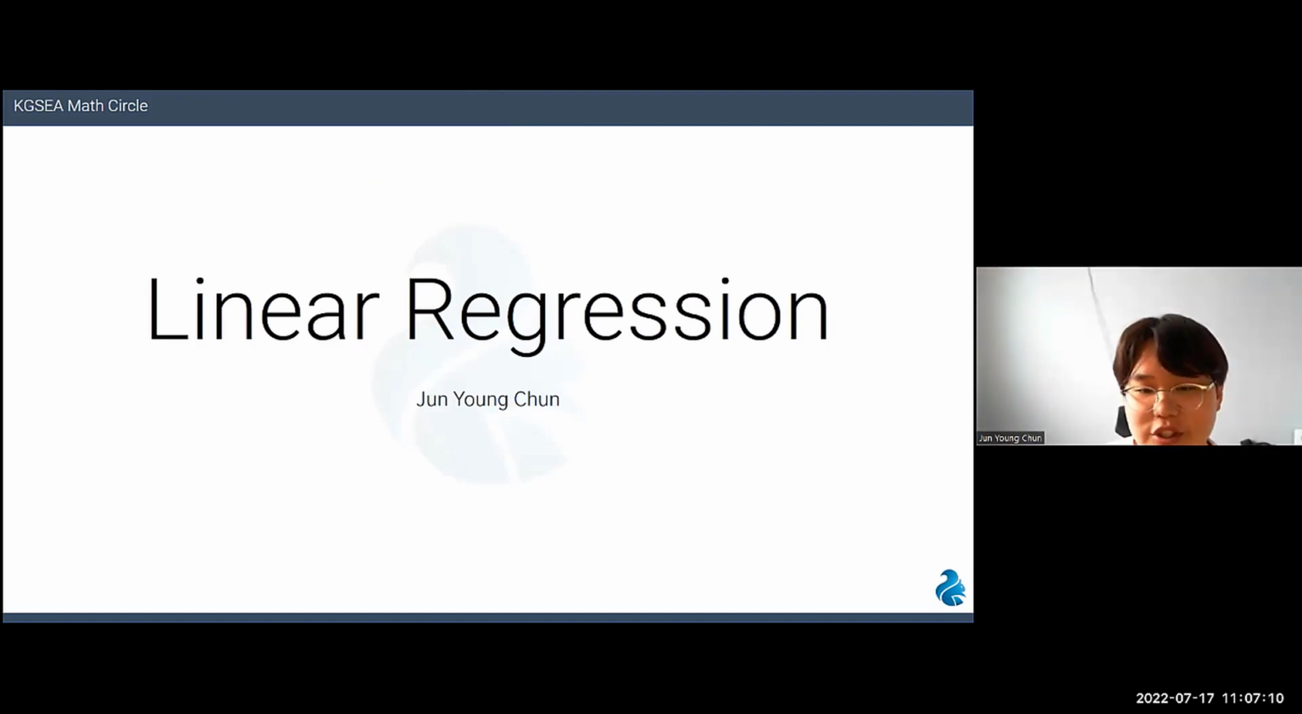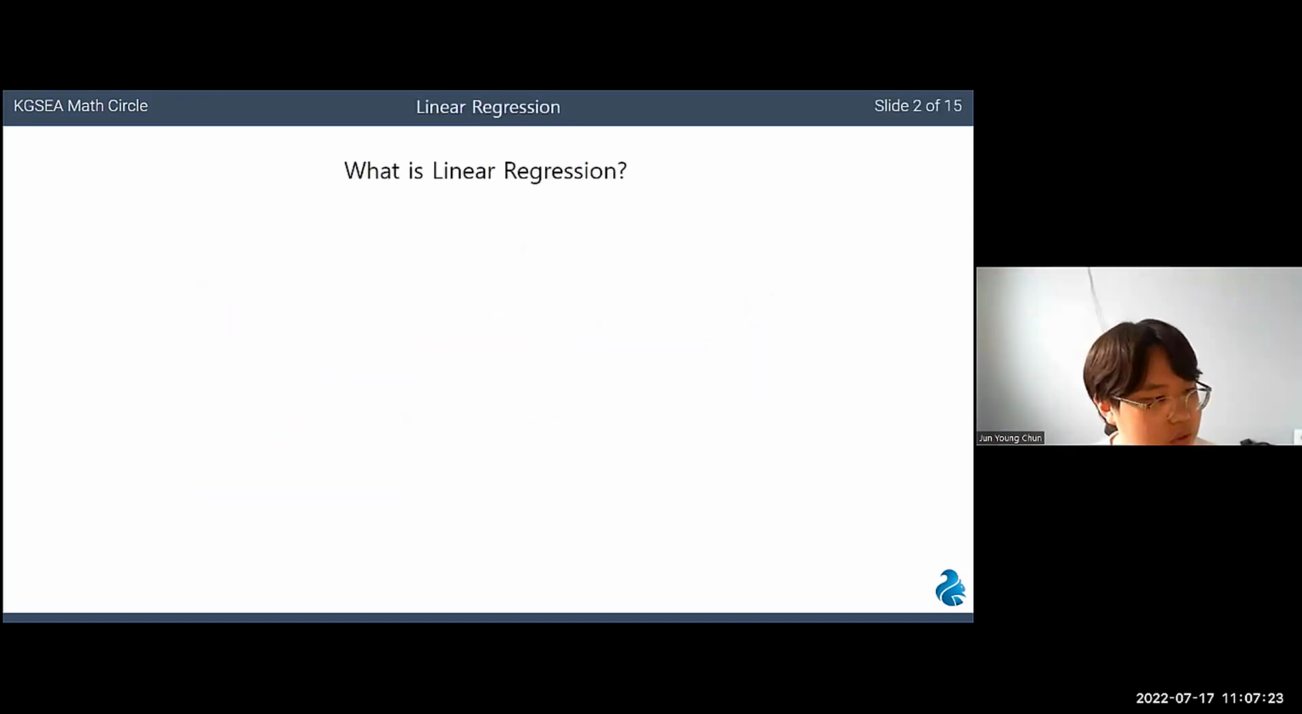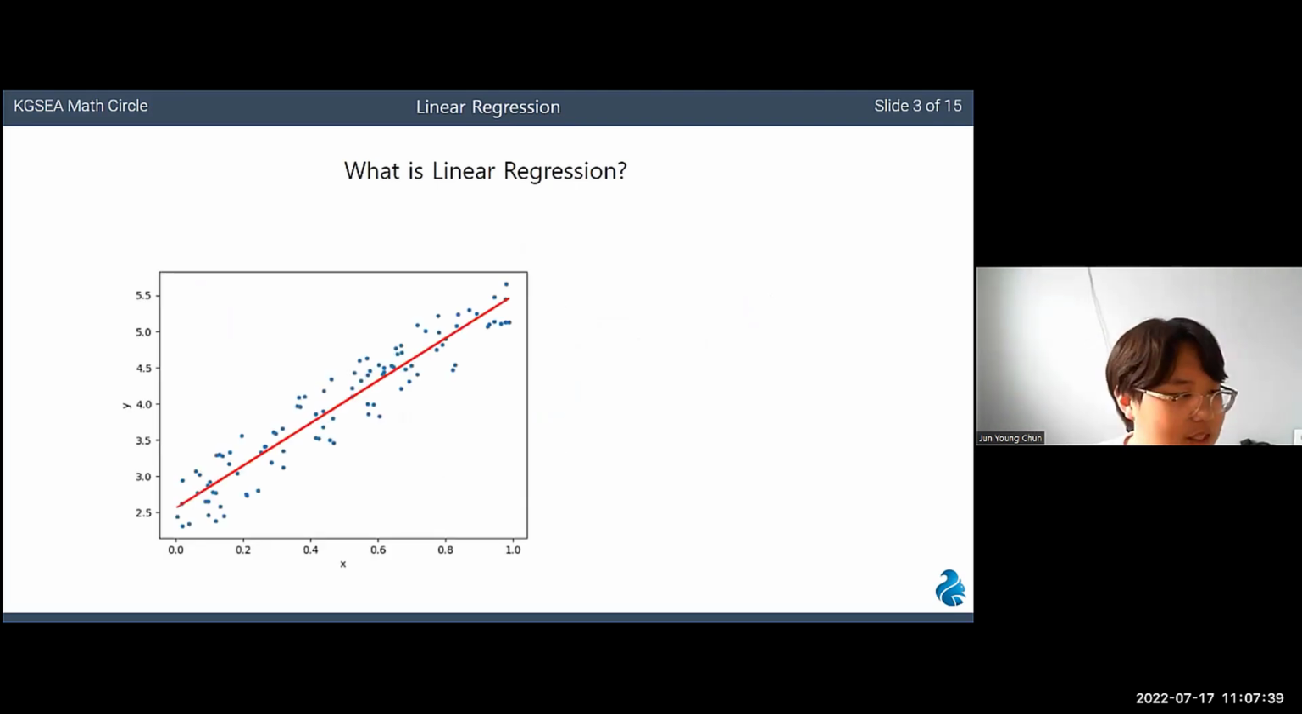Hello, my name is CHUN from the KGSEA Math Circle, and today I will be introducing linear regression. So, to start off, what is linear regression? It may sound like a very advanced and complicated concept, but it's actually surprisingly simple. Linear regression is just expressing a group of scattered data points into a line, like this.